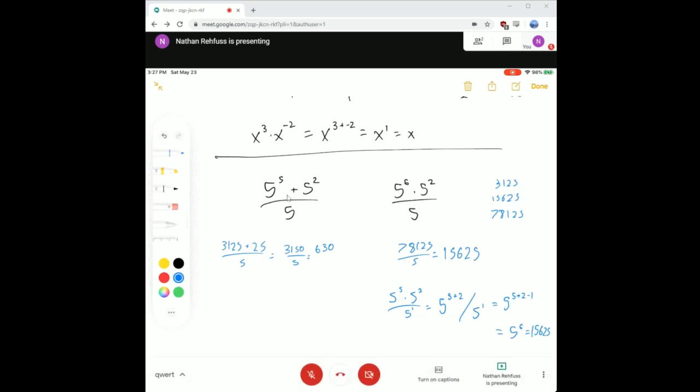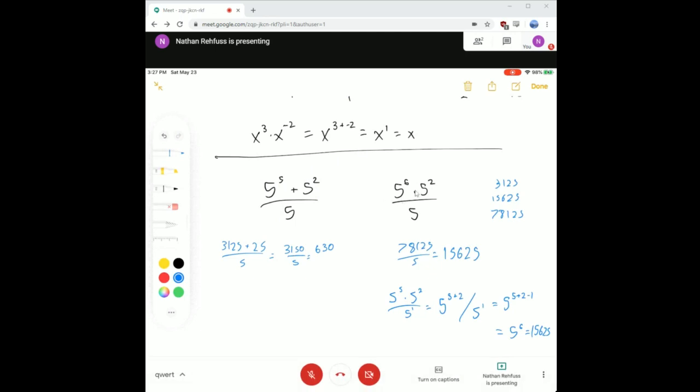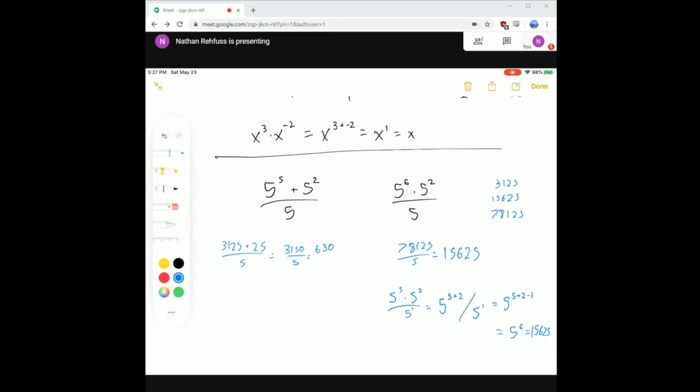Over on the left, this is not the same as 5 to the 4th plus 5 to the 1st. Oh, sorry. What am I saying? It's exactly the same as 5 to the 4th plus 5 to the 1st. My goodness. This one's not the same as 5 to the 4th times 5 to the 1st. This one, 5 to the 5th plus 5 squared over 5.